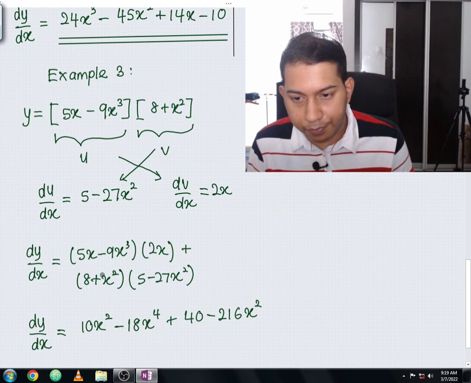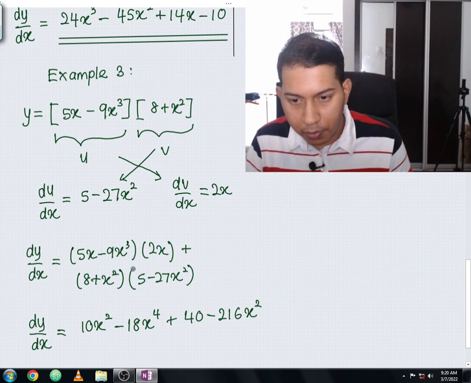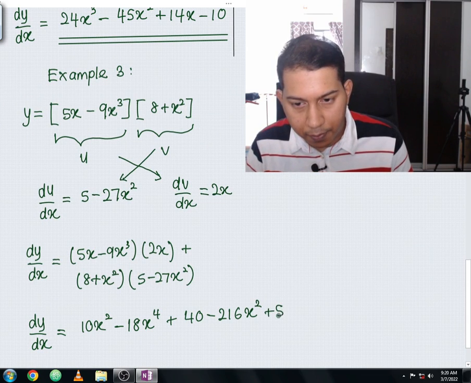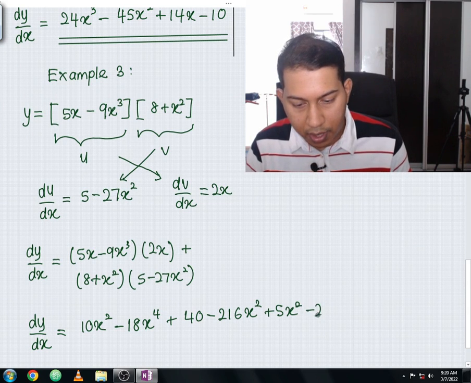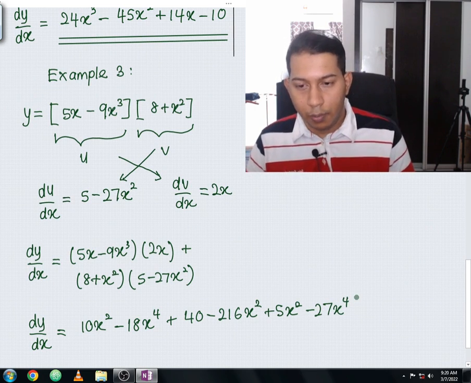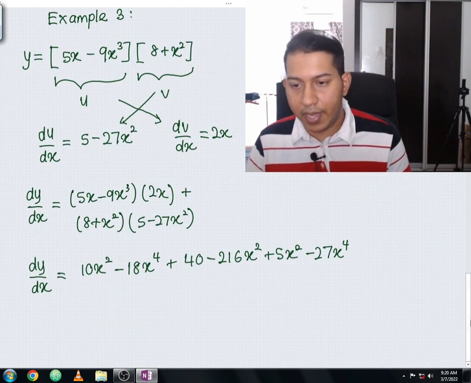Okay, and then x squared times 5, so you get 5x squared. So x squared times negative 27x squared, so from here you get negative 27x to the power of 4. Okay, so from here let us solve the expansion one by one.